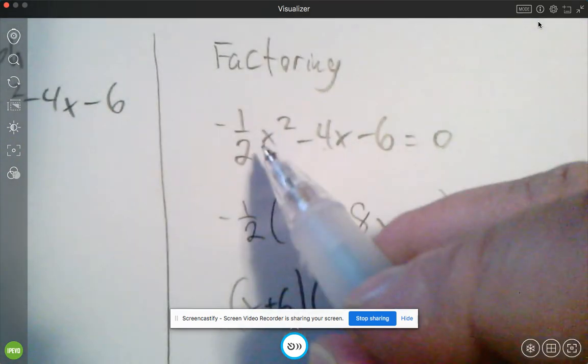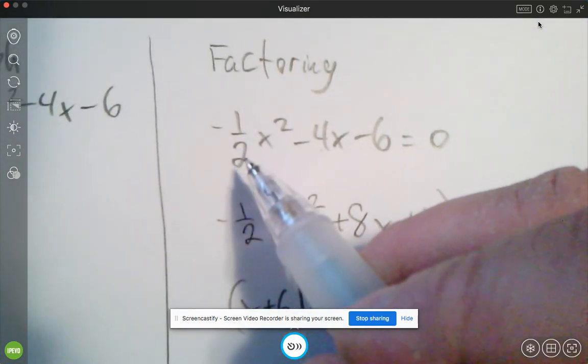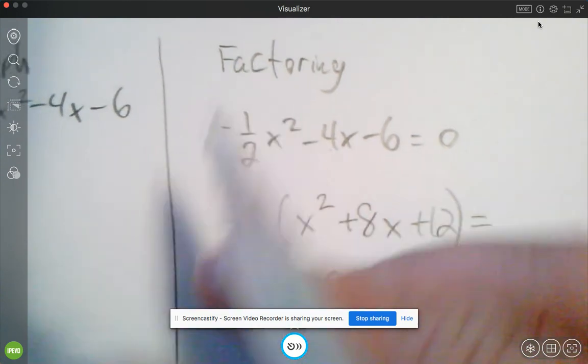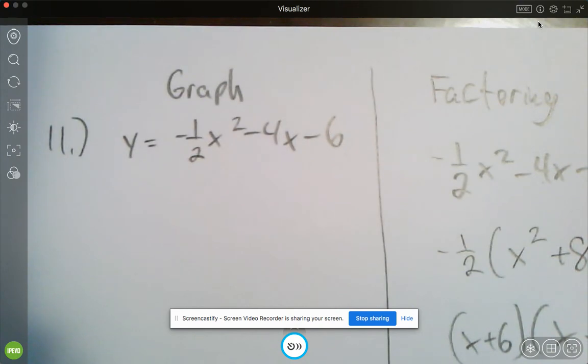No, because my a value is negative. It's going to be facing down. My a value is a fraction. It's going to be pretty wide. So let's do that now.